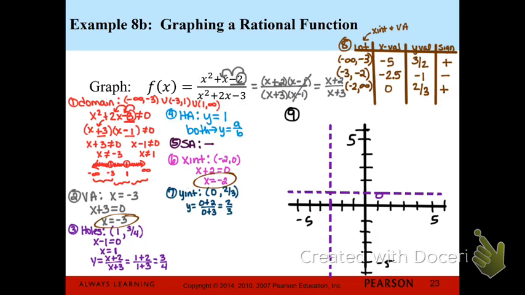You have an x-intercept at -2. And a y-intercept at 2/3. Plot your points in your table. -5 and +3/2. Remember, +3/2 is 1.5. -2.5 and -1. And I already have my 0 and 2/3.